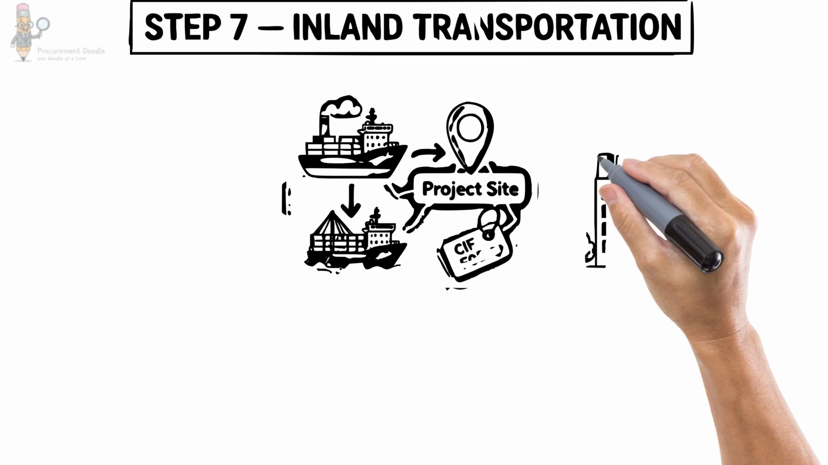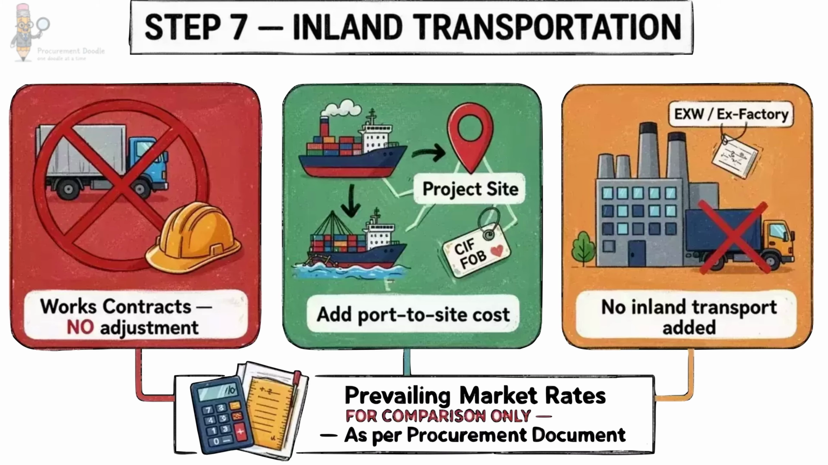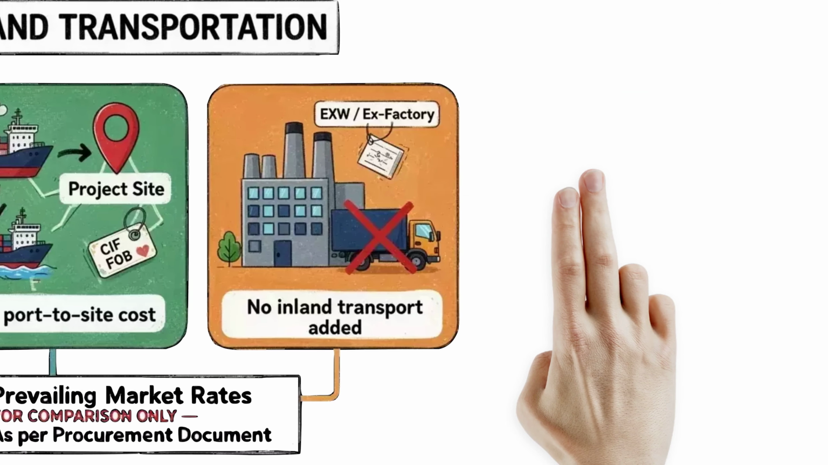Step 7 covers inland transportation. Works contracts get no adjustment at all. For imported goods supplied on CIF or FOB terms, the cost from the port to the project site is added. For EXW or ex-factory terms, no inland transport is included. These adjustments use prevailing market rates and are applied for comparison only, strictly as described in the procurement documents.